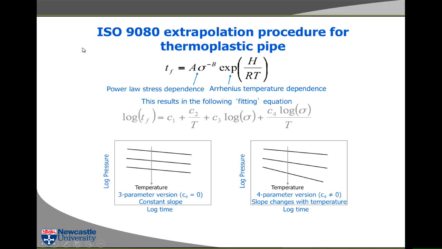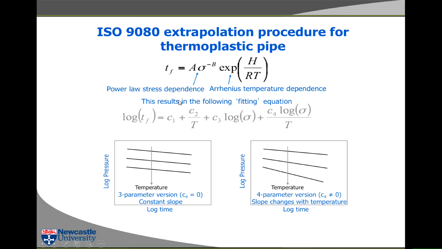And the Arrhenius term governs whether the curve moves up or down. And if you look in ISO 9080, it's a 4-parameter model. C1, C2, C3, C4. I expect you to remember that. I don't think I'll give you any calculations with it, but I just expect you to remember it.